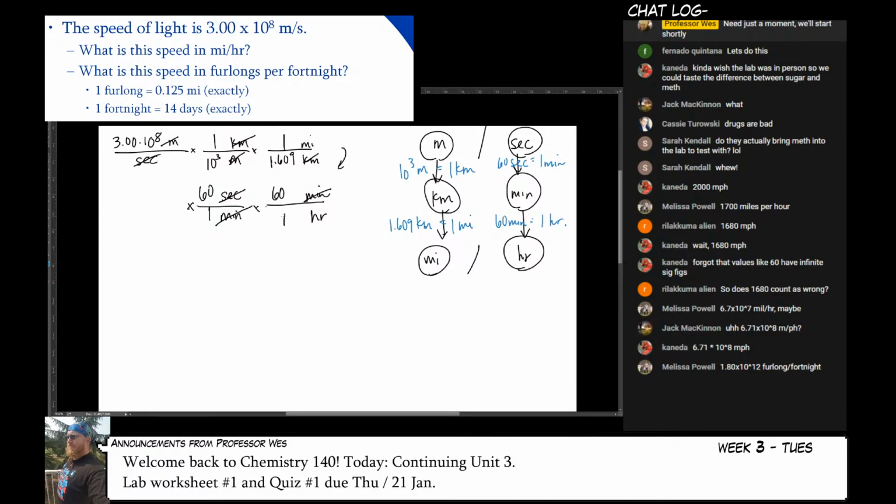3 times 10 to the 8. Oops, hold on. Hit another button before that, so. All right, I get 6712243363. That's a really large number. 6.7122 times 10 to the 8, and then my units are miles per hour.